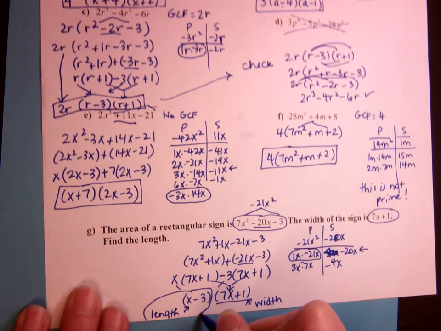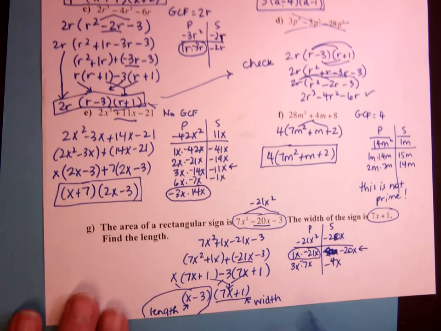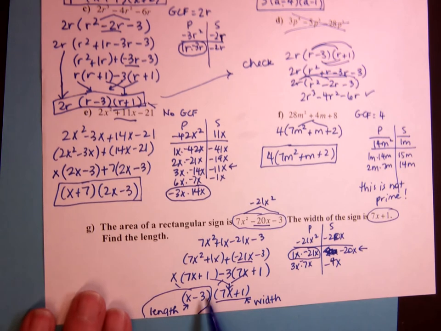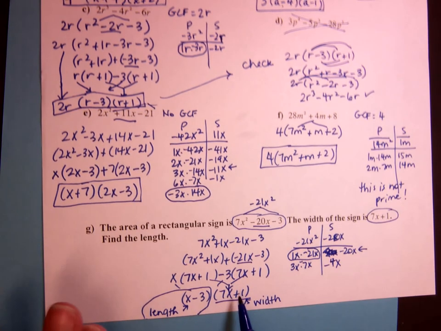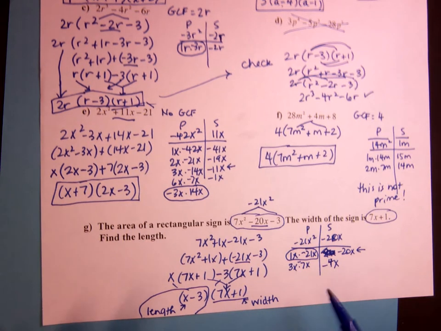Now if you got to the end of this and you wrote down x minus 3 times 7x plus 1 and you circled that, that's okay. Because in a word problem like on a multiple choice test or something, when you got to your answer, it's not both of them, it would only be one of them, and you would just have to make sure that you're choosing the right one in the answer choice.